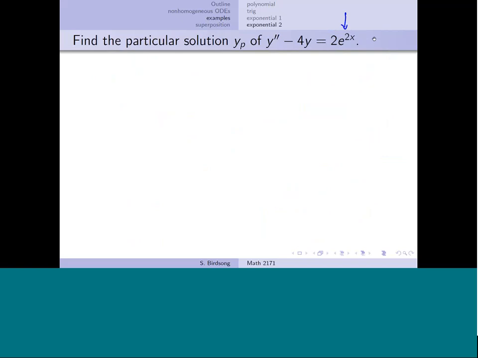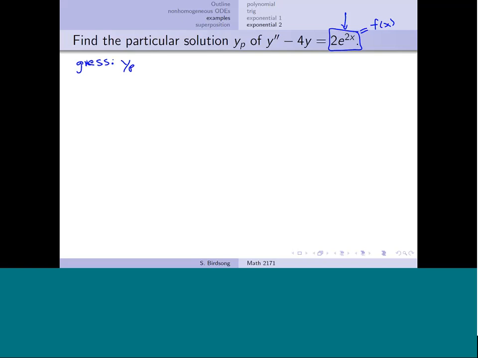So I'm going to try to work this problem two ways. The first way is exactly what we've been doing for all of the other examples we've had today with dealing with particular solutions. The first thing is let's go ahead and find a guess for our particular solution. So our f of x, our non-homogeneous part, is that 2 times e to the x.